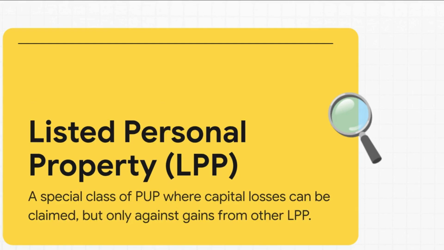But wait, there's a special little subcategory called listed personal property, or LPP. This is for things like art, jewelry, or rare books. And here's the twist. For LPP, you can claim capital losses. But, and this is a big but, you can only use those losses to offset capital gains from other LPPs. So a loss on a painting can cancel out a gain on a rare stamp, but it can't touch a gain you made on your stocks.